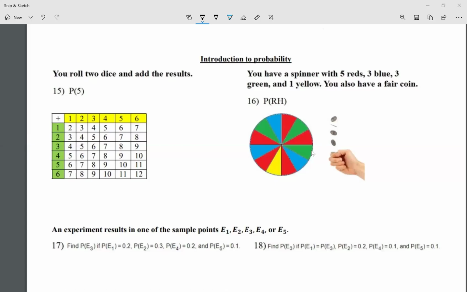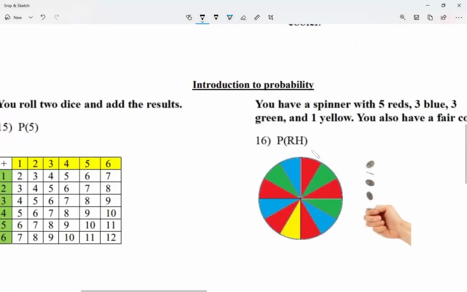Okay, we're going to be talking about probability. We're going to introduce ourselves to probability. Now we talked about counting methods last week, but now probability. Now a probability, it's a decimal. It's basically a percentage given as a decimal.